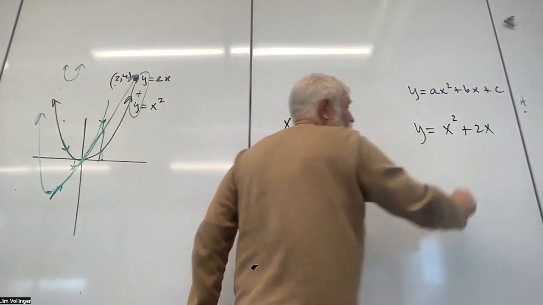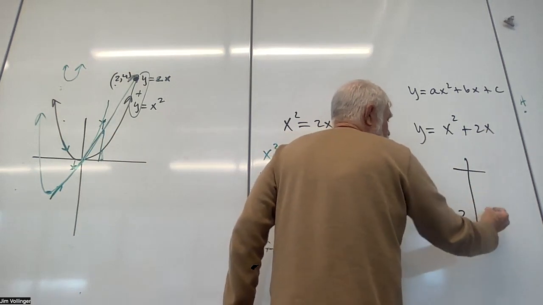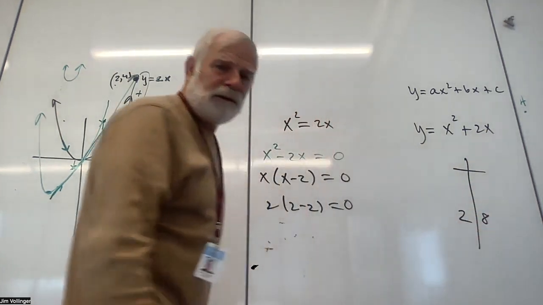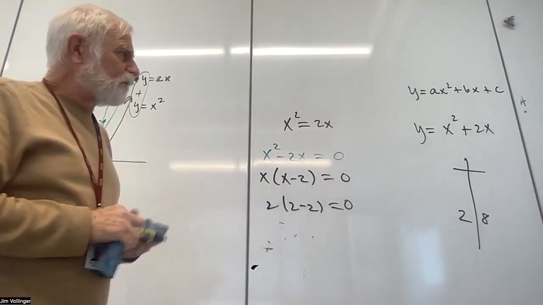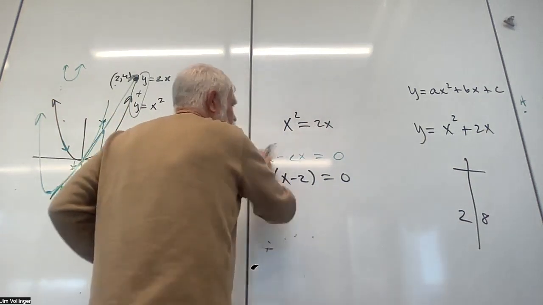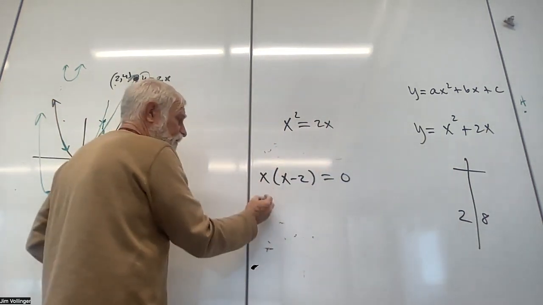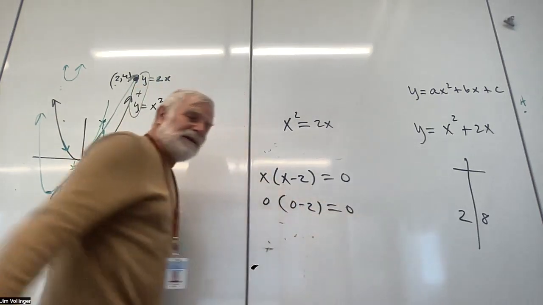X squared plus 2x. I hope you can see that when I put a 2 in, I get an 8 out. I'm talking more about this than I wanted to, so I'm trying to get to something a little simpler for you. All right, so let's look at this. And the other number that works is 0, because if I put a 0 in, 0 times anything is 0. We talked about that on day 1.